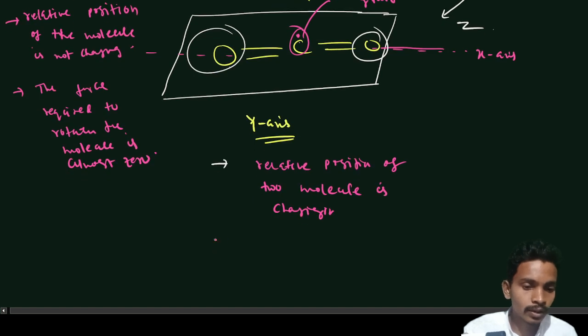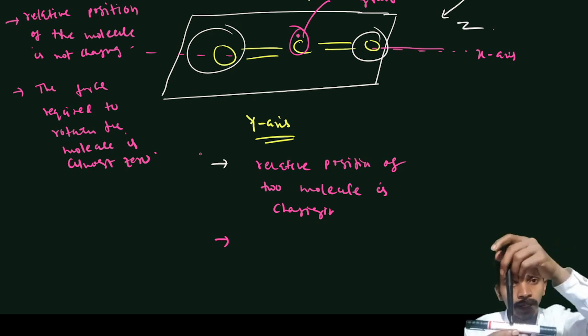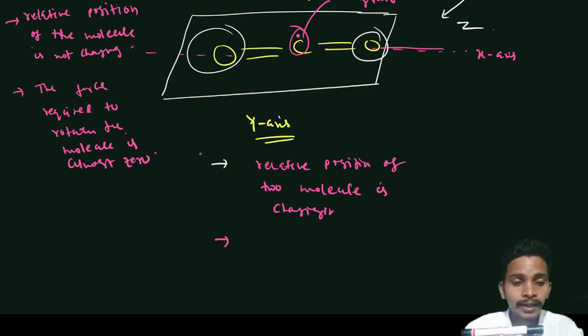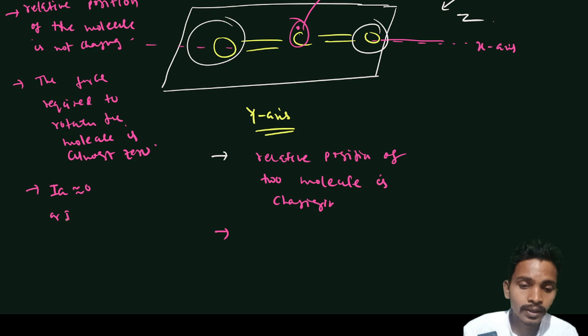So the force required means I'm actually changing the position of the mass of these two molecules. So I need some force. The force is not equal to 0 because I am changing that mass from this position to this position. It means I need some amount of force. So now the force required for rotation of the molecule is not 0. It means IA is not 0 here. IA is almost 0, or we can say that IA is 0.